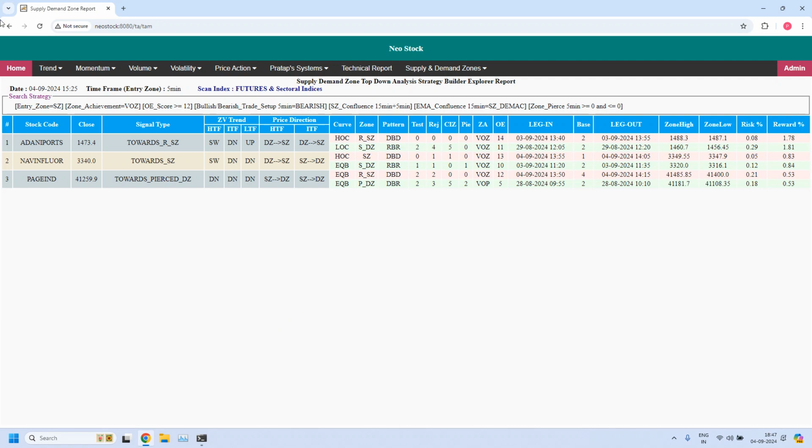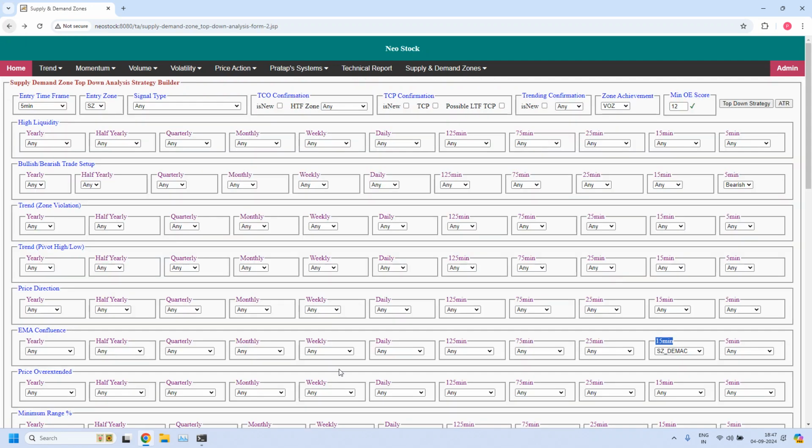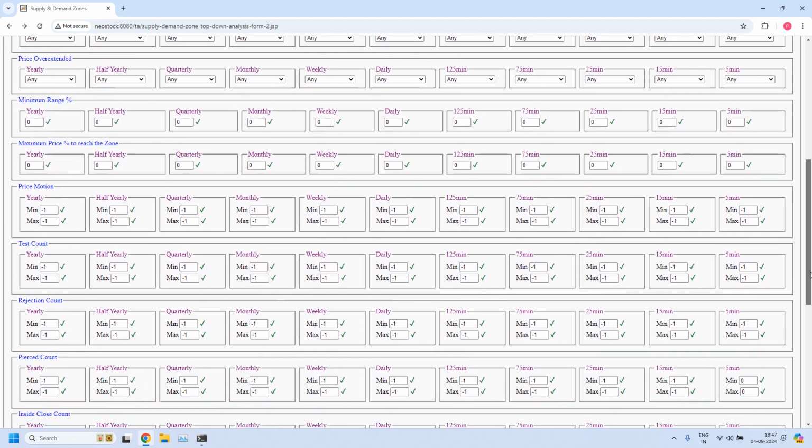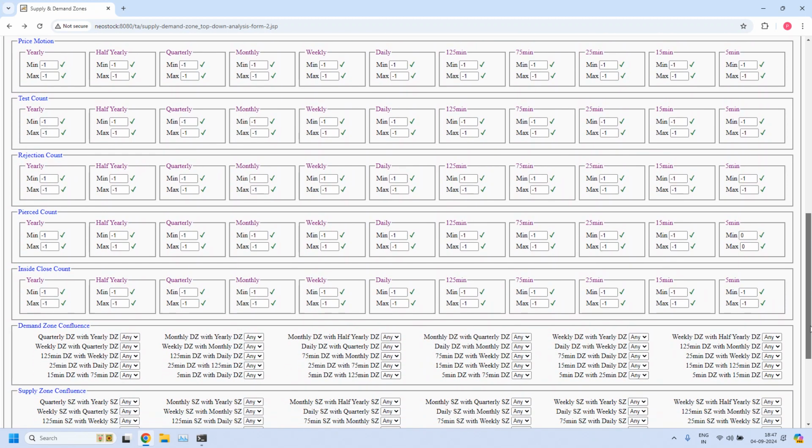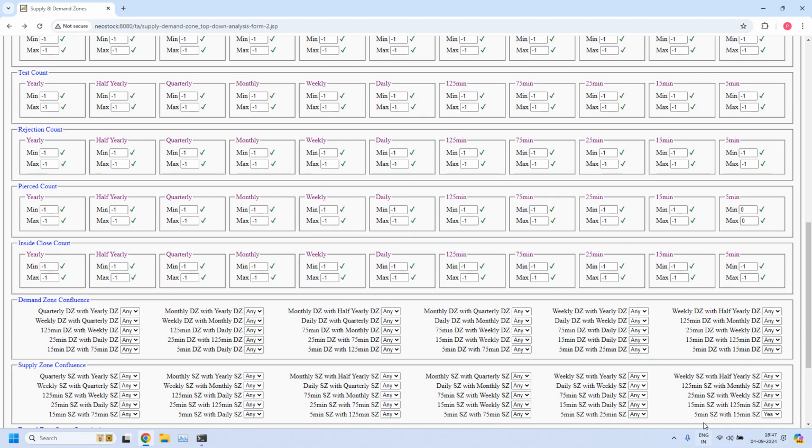Okay, next HTF confluence also will verify. LTF, ITF, HTF, but we need to remove the EMA confluence filter. I removed the filter. Now let's look for supply zone confluence LTF, ITF, HTF. 5-minute and 15-minute supply zone is already enabled. Next, 5 minutes and 75 I am enabling. And also 15-minute and 75-minute supply zone confluence I am enabling.